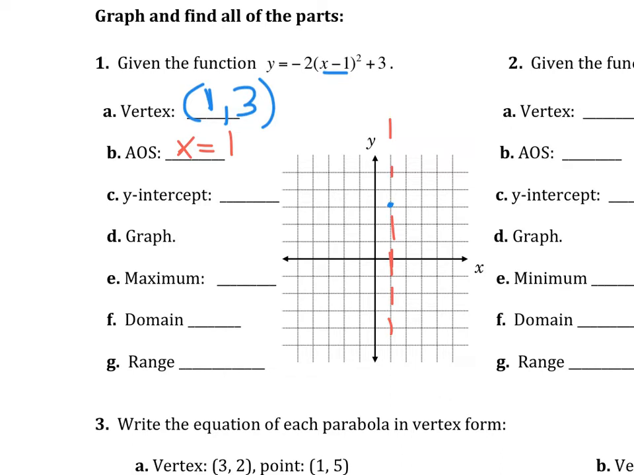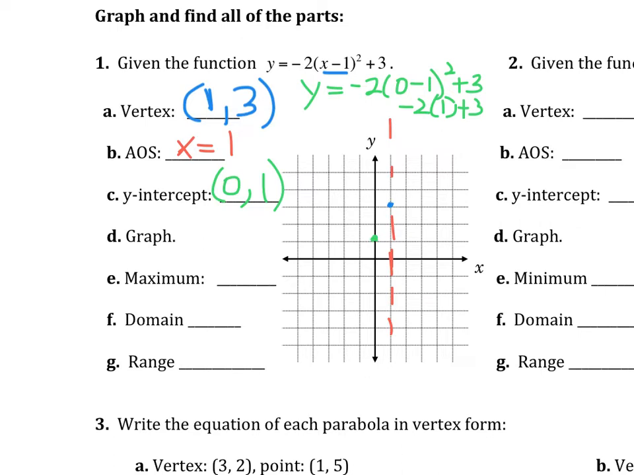The y-intercept is to let x equals 0, and we plug it into our parabola up here. So we go 0 minus 1 squared plus 3. You can do that by hand, or you can plug that into your calculator, either way. But what you get is 0 minus 1 is -1, and -1 squared is +1. And so I get -2 plus 3, which is +1. That's actually a really nice point to graph. We can graph that right here at 0, 1, the y-intercept.